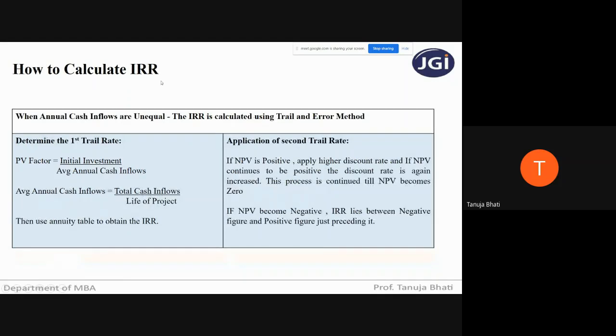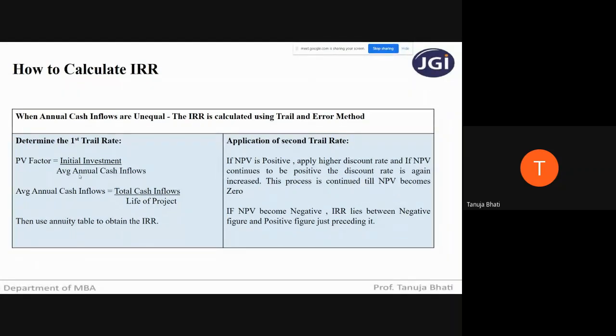Then how do you calculate IRR when the cash flows are unequal? You always use the trial and error method. In this, you take a first rate, but how will you identify the first rate? You first find the PV factor, which is initial investment divided by average annual cash inflows. How do you calculate average annual cash inflows? Total cash inflows divided by the life of the project. You will get a particular factor, and corresponding to the number of years, you find the IRR.